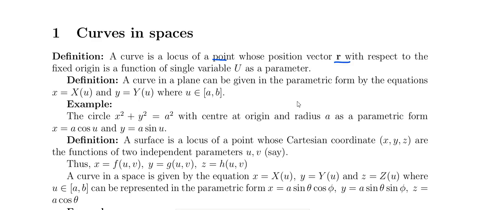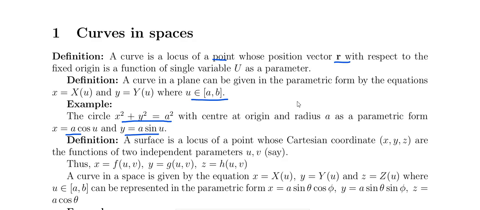The curve in a plane can be given in the parametric form, that is by the equations x equal to x of u, y equal to y of u, u belongs to [a, b]. For example, x square plus y square equal to a square is a circle, and its parametric equation is x equal to a cos u, y equal to a sin u. Similarly, for an ellipse we write x equal to a cos theta, y equal to b sin theta. So this is a cos u, a sin u, that is a cos theta and a sin theta, and for an ellipse it is a cos theta, b sin theta. That is the parametric equation.